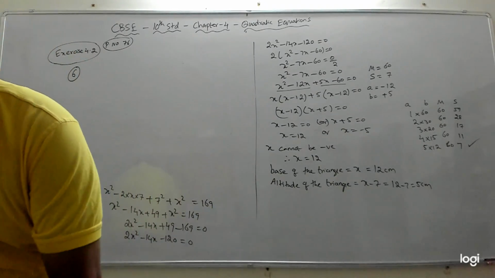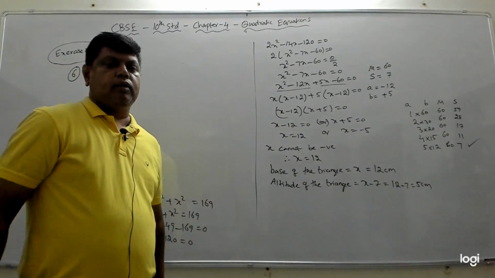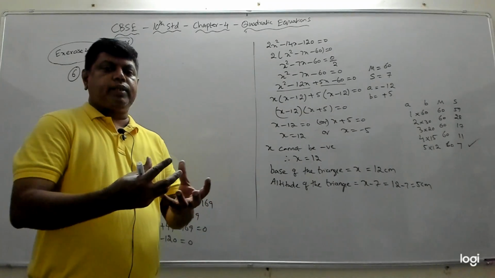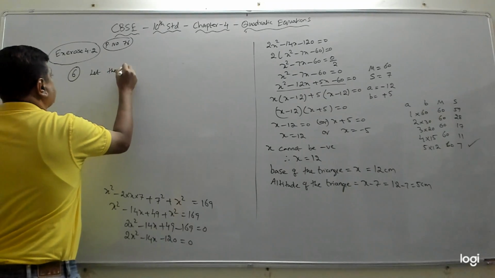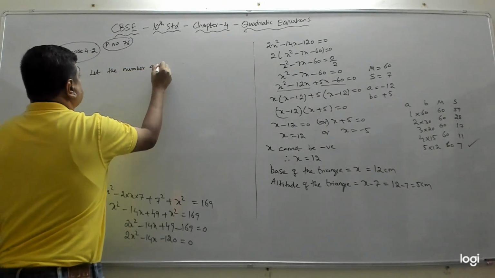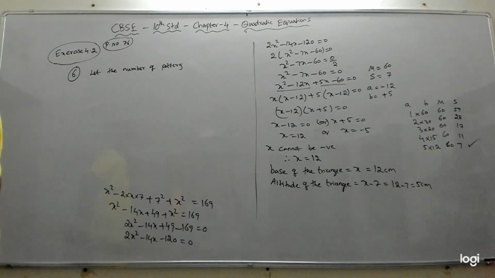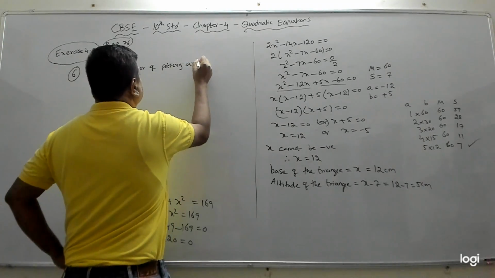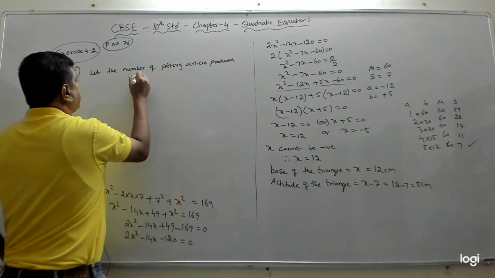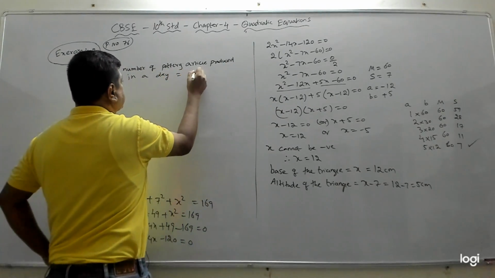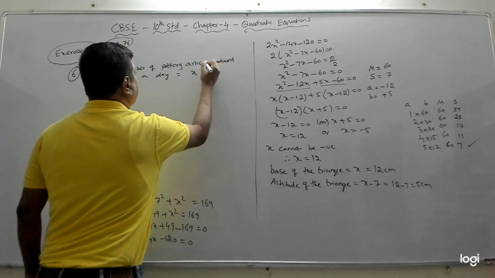So what is given is it's producing a certain number of pottery articles. We don't know how many articles it is producing, so we should take that as X. So we'll say let the number of pottery articles produced in a day equal X, which means X number of articles are produced. Articles produced in a day is X.